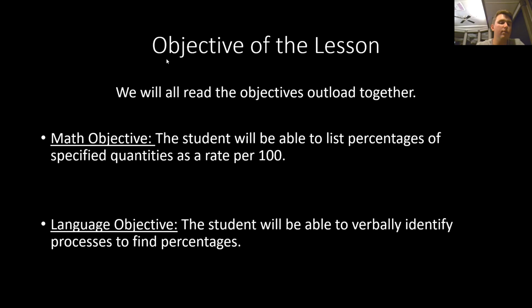So let's read the math objective out loud together first. 1, 2, 3. The student will be able to list percentages of specified quantities as a rate per 100. Let's read the second objective out loud, which is the language objective. 1, 2, 3. The student will be able to verbally identify processes to find percentages.